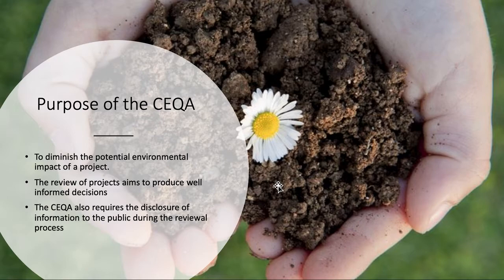Now for the purpose of the CEQA. The decision to sign the CEQA into law was supported by many valuable purposes. One of the main functions of the CEQA was to diminish the potential environmental impact of a project. In the case of possible harm, alternatives are introduced. If changes are not set in place to reduce the amount of damage to the environment, then the project will not be approved. The review of projects aims to produce well-informed decisions for government officials, since they have the whole picture in front of them.